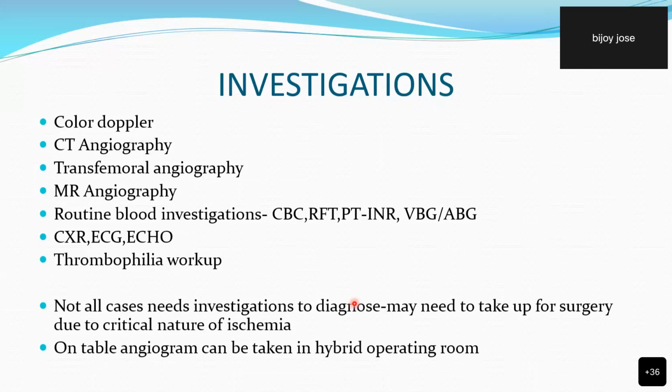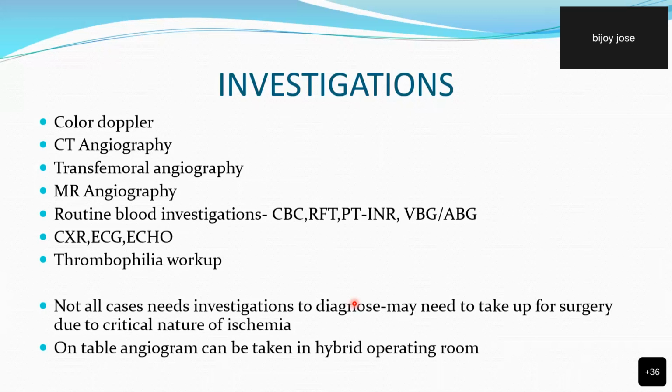The next investigation is CT angiography. I will come to all these investigations in detail. Either we can do CT or a transfemoral angiography, if you have a hybrid operation setup. If you don't have the time to do a CT angiography, we can do an on-table transfemoral angiography in case of lower limb ischemia, or an upper limb angiography in case of upper limb ischemia. Next, we can go for MR angiography if the patient has chronic kidney disease with a high creatinine, not on dialysis.